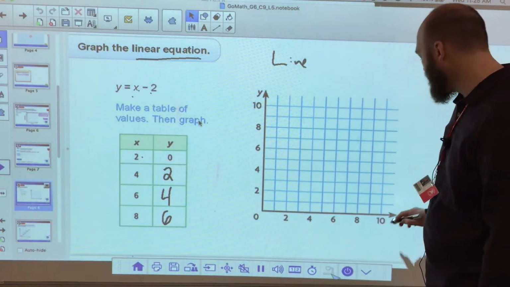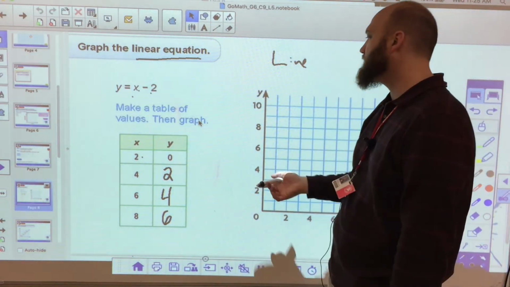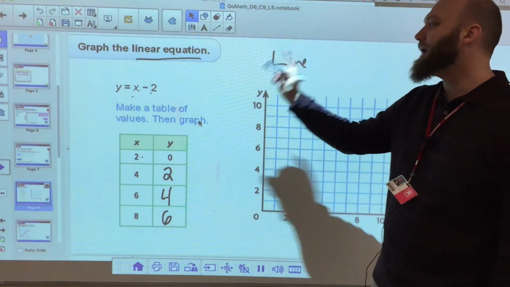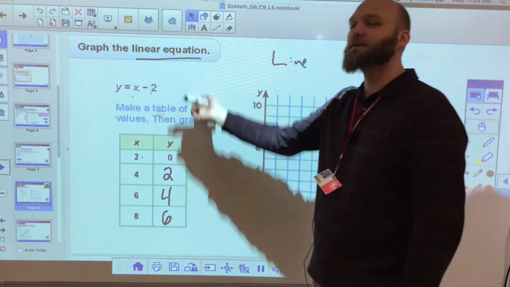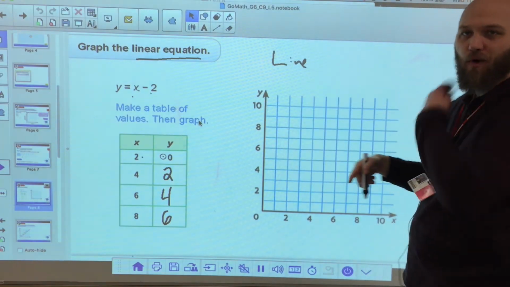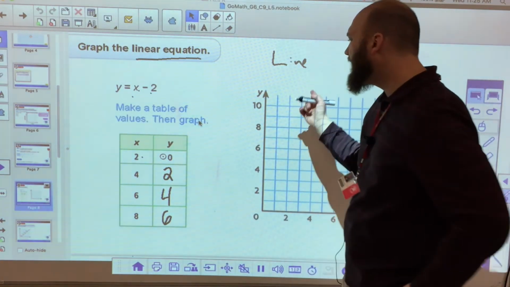So x being here's x, here's y. They stay the same in a coordinate plane here. X being my independent variable. I can change that all I want, and whatever I do to x, then that changes y. Y depends on whatever x is minus 2. Now I want to graph it.